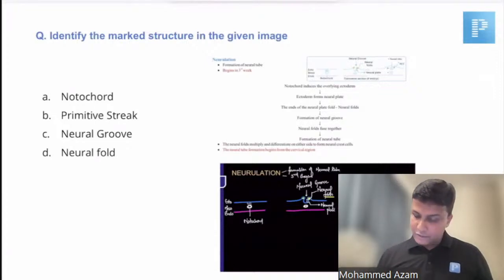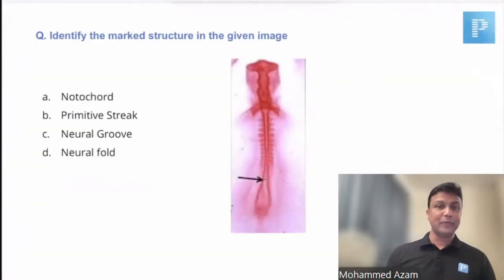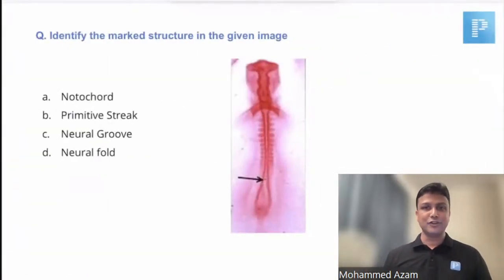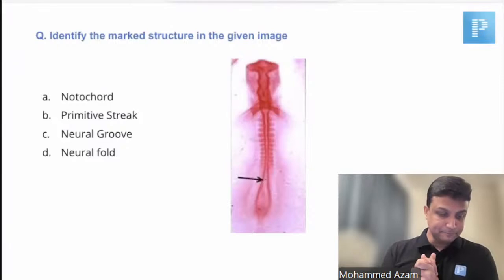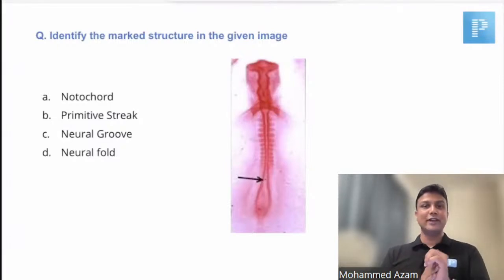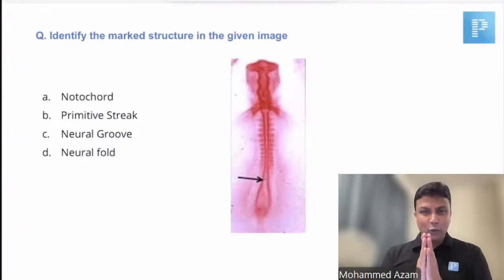Identify the marked structure in the given image. Yes, students have said that exactly this image was given, and in this image you have to identify the marked structure. My dear friends, the moment you look at this image over here, of course, it is actually about the development of the neural tube.